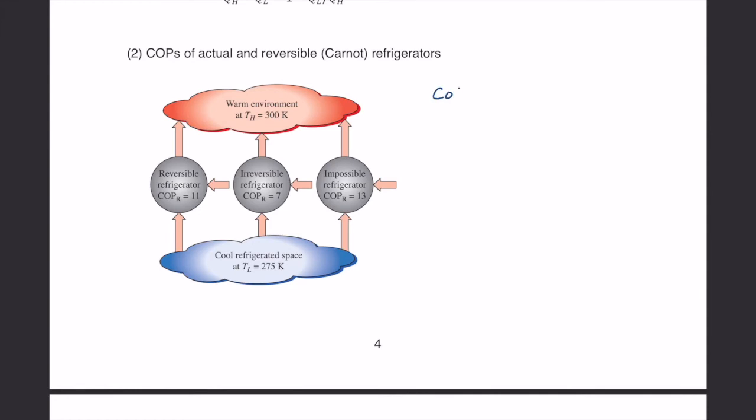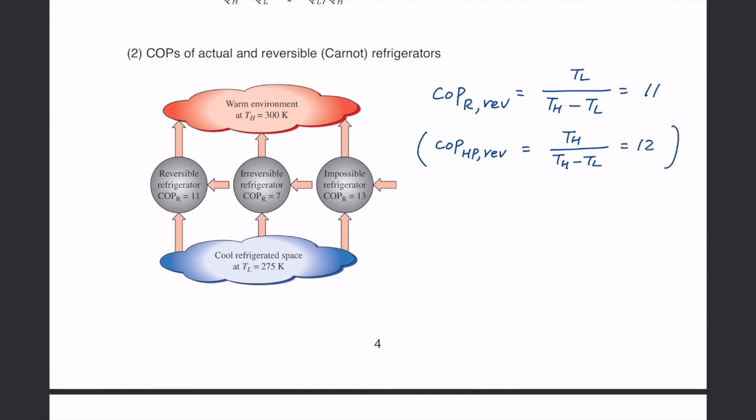In that case, the COP for the refrigerator is for the Carnot cycle. We can calculate that as TL divided by TH minus TL. And by using those numbers that are given, 300 Kelvin and 275 Kelvin, the COP of the Carnot refrigerator gives us 11. Just in case, if we use the same Carnot cycle as a heat pump, not the refrigerator, then we can calculate the COP using this equation that gives us 12. But that is not important at this moment. Now, this COP is the best and maximum COP that we can achieve.